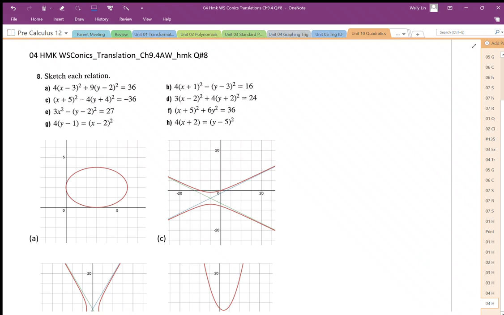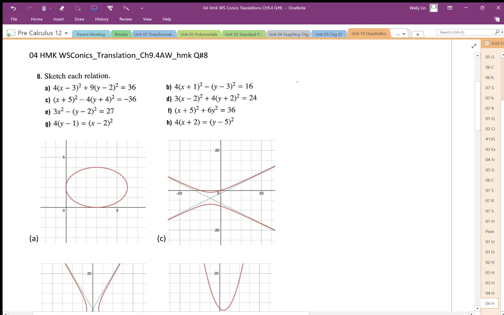Number 8, you were asked to sketch the relation. Now, to sketch the relation, you need to first of all identify the type of quadratic that you're dealing with, and then work out the different parameters that they need. So for example, for A, we have here a plus, and it's equal to a positive. That means that this is a circle or ellipse. And we know this is an ellipse because the compression and expansion on the x and y are different.